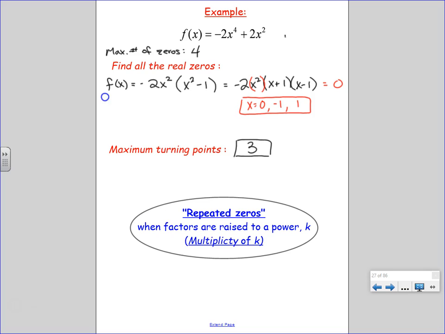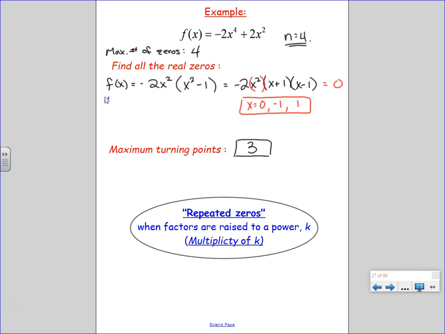Because what is my n for a quartic? It's a 4th degree polynomial. And for maximum number of zeros, that's going to match up. For turning points, take away 1. Every time. N minus 1 maximum turning points. Okay? There's a real quick little repeated zero note.